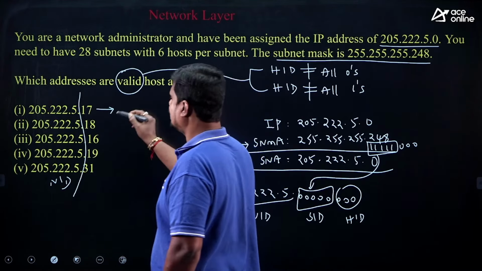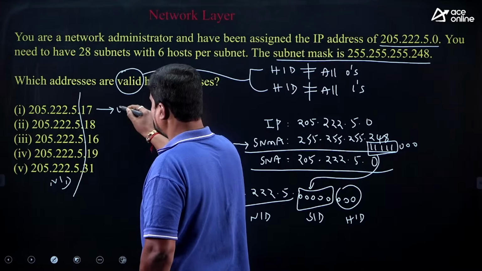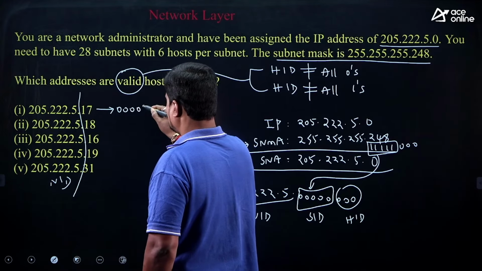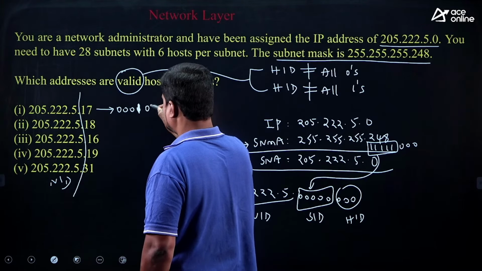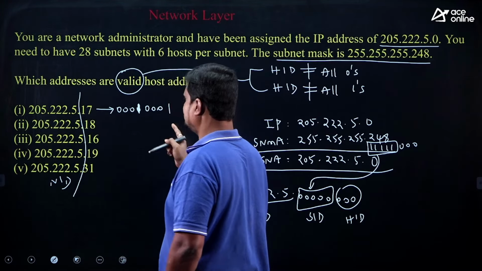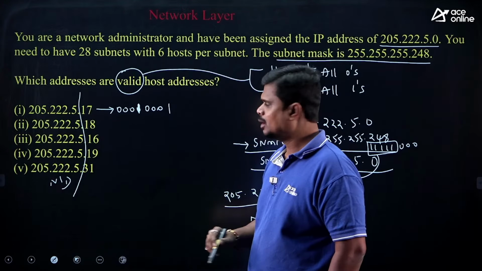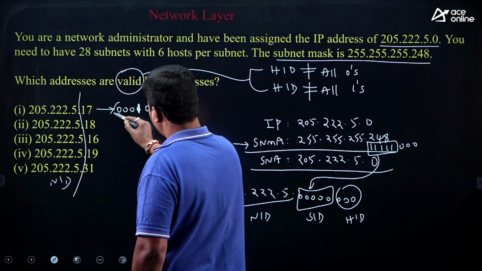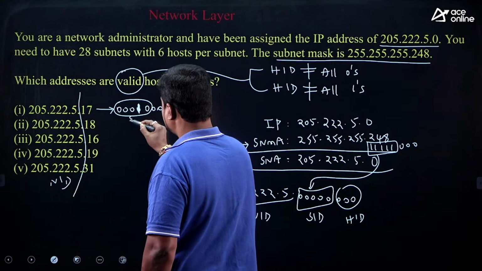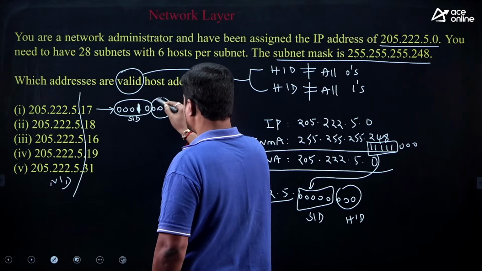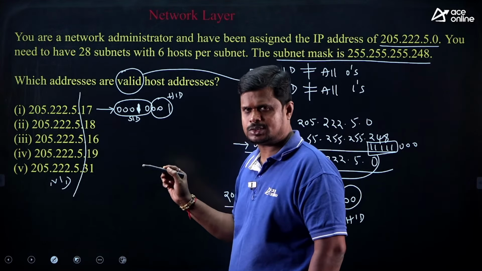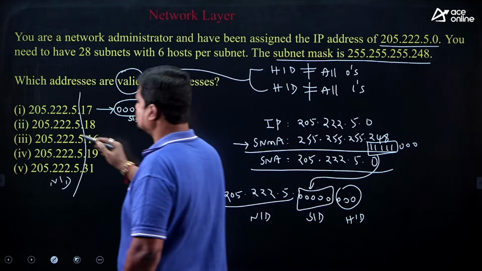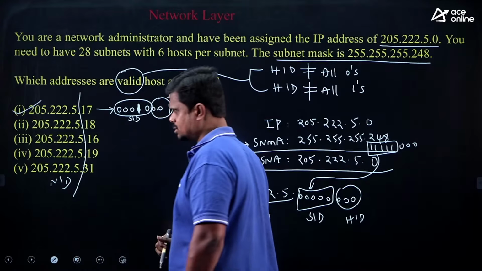Then 17, how can I write 17 in terms of 8 bits? Let's say 00010001. So this is your 17. Among these, the first 5 bits are the SID portion, and the last 3 bits are the HID portion. Does your HID portion contain all zeros or all ones? No. So this is going to be a valid IP address.